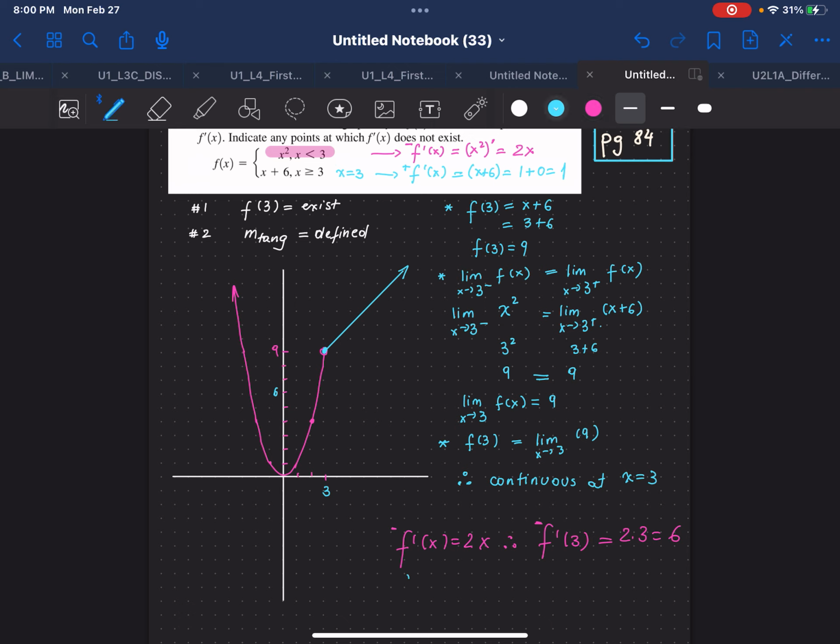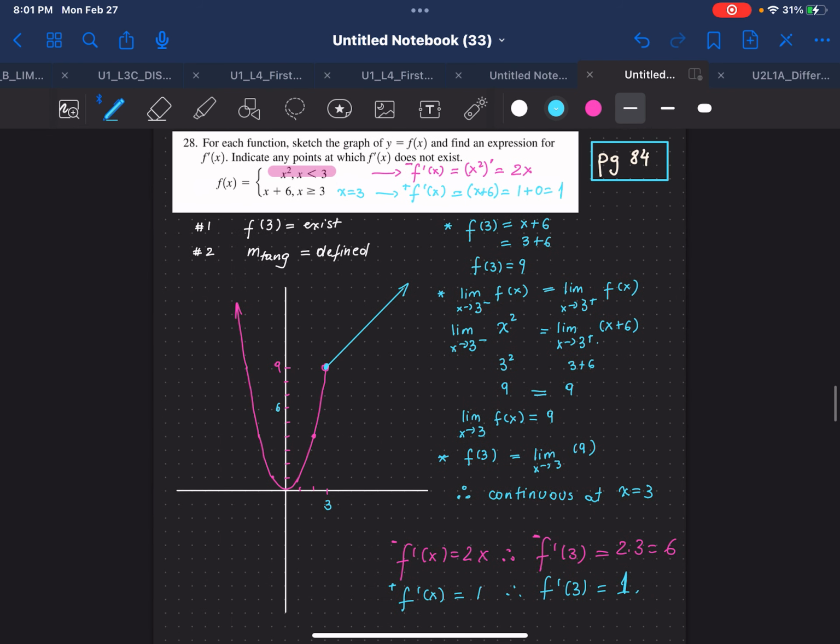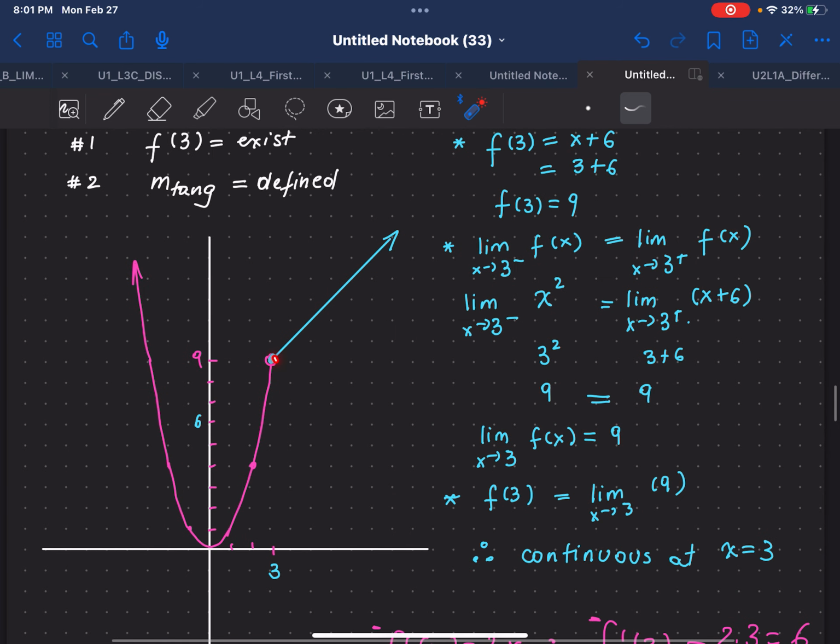If we were to find the derivative on the right-hand side of the point x equals 3, that would be equal to 1, and we don't even have to input the value of 3 in here because this is the derivative with a value of a constant number. So this derivative has a constant value. So therefore, the derivative on the left side of number 3 is positive 6. On the right side of number 3 it is equal to 1, which means that we do not have a definite value for the derivative of this function at x equals 3.